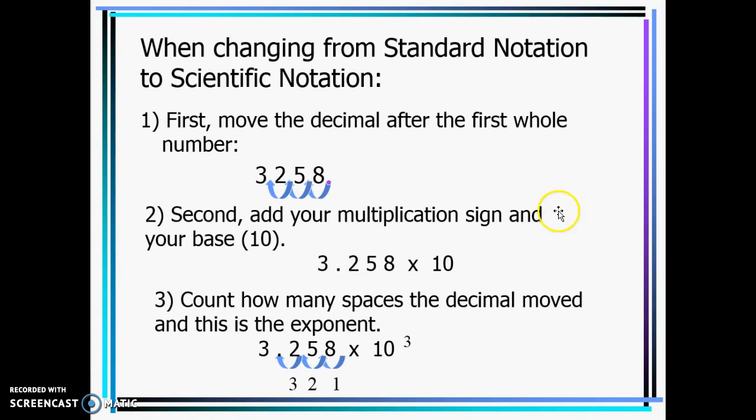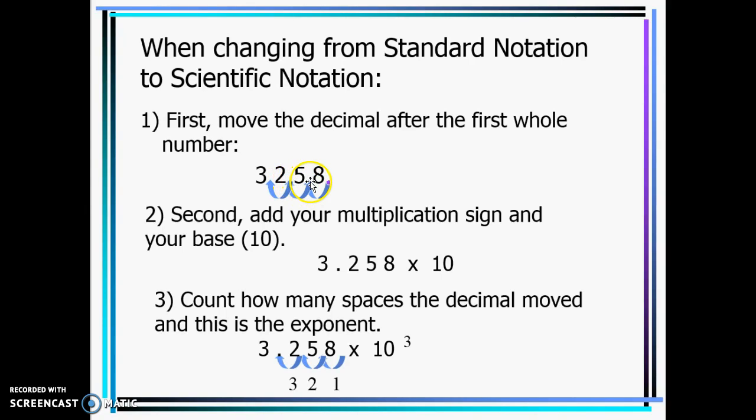And now we're going the other way. So now we're going from standard notation to scientific. So here you have the number 3,258. If you do not see a decimal point for a number, so pretend this decimal point was not there, you can assume that it's in the back. Okay. Some of you get confused and put it somewhere else.